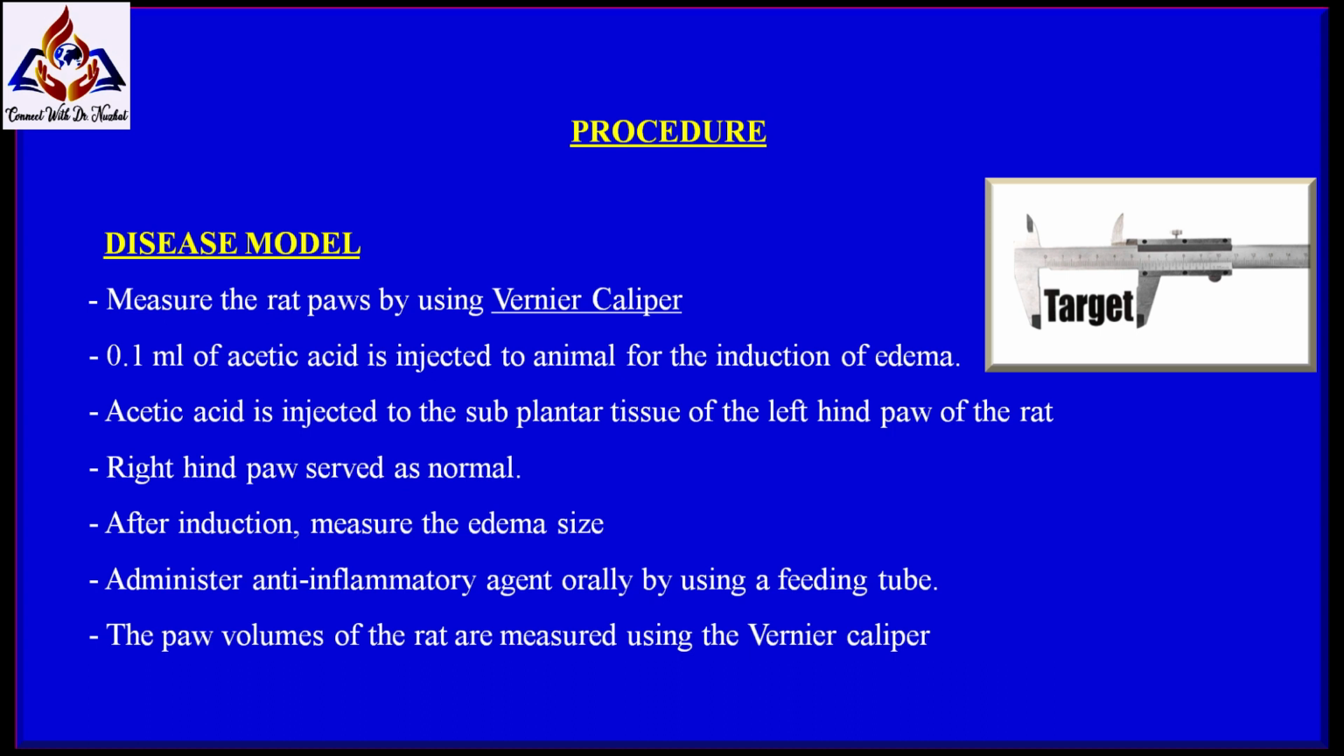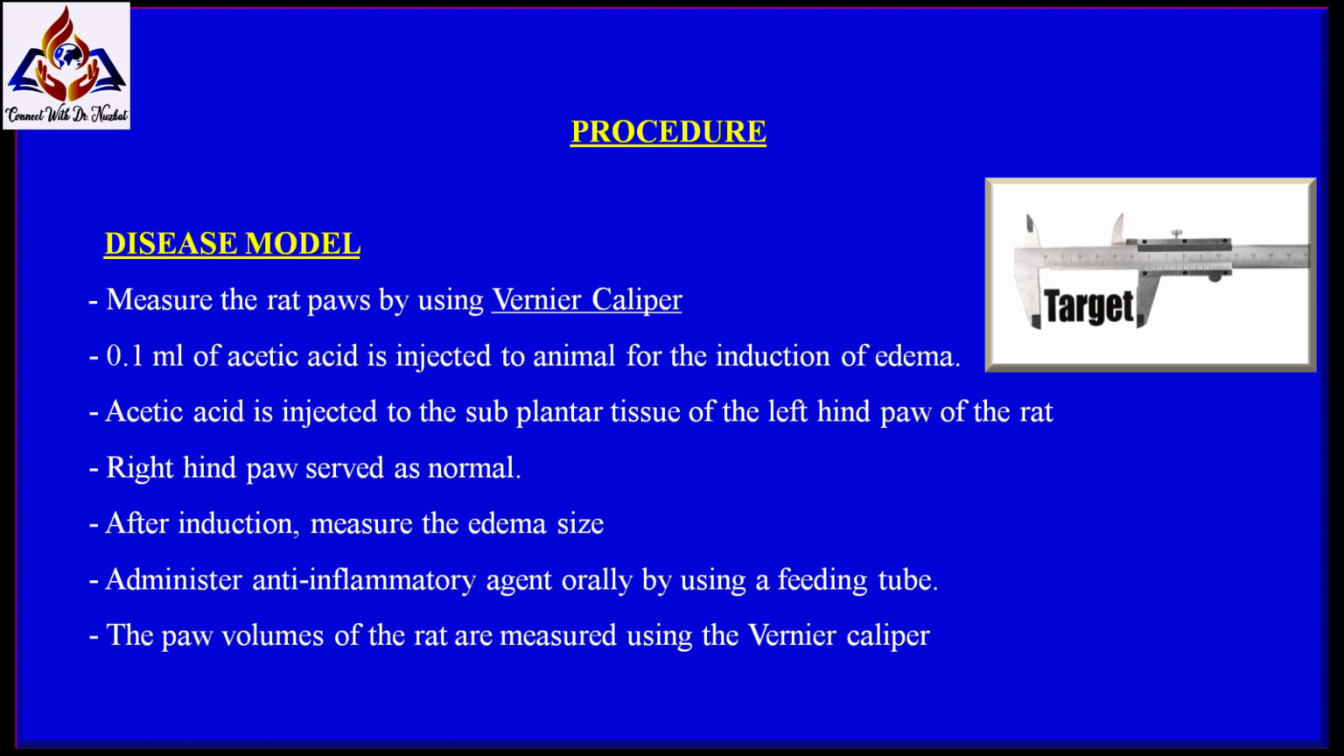Anti-inflammatory activity. Measure the paws using a vernier caliper before injecting the drugs, or take the control reading. 0.1 ml of acetic acid is injected to the animal for the induction of edema. Acetic acid is injected to the subplantar tissue of the left hind paw of the rat, and the right hind paw served as normal. After 5 minutes, measure the edema size and take two readings at 10 and 5 minutes.